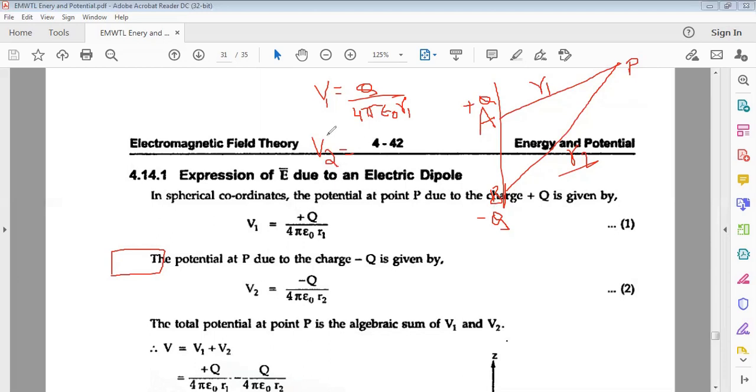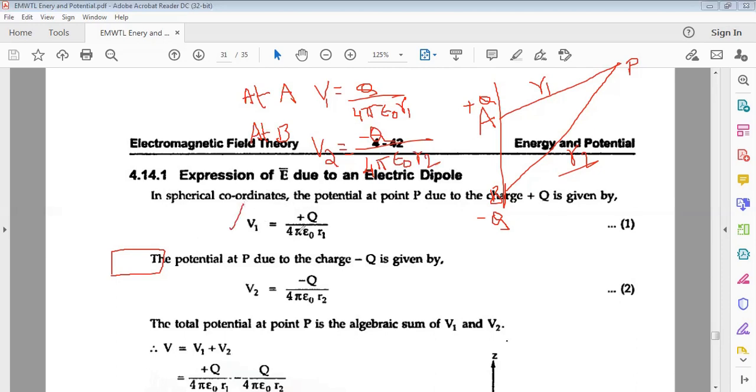But here, this was at point A, and now I am writing this at point B. V2 is equal to minus Q by, because the charge at point B is minus Q, whole divided by 4 pi epsilon naught, and the distance from point B to point P is R. Got it, my dear students?